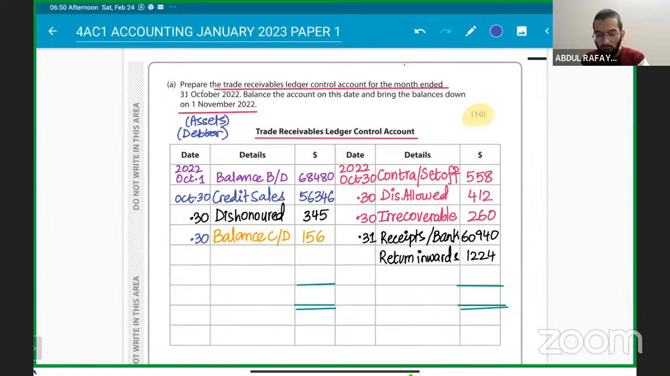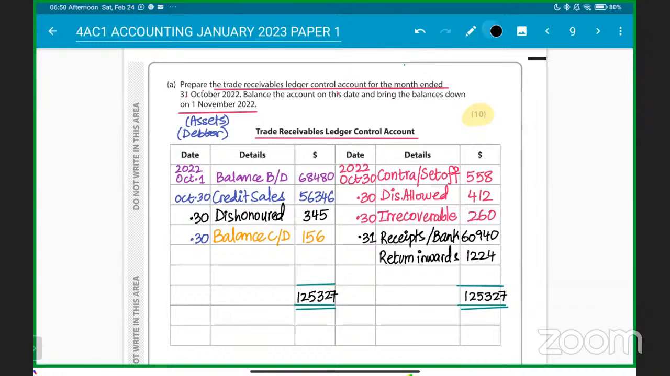68,480 plus 56,342, 346, 3 plus 345 plus 156. So I'm getting 125,327. Understood? Getting it?